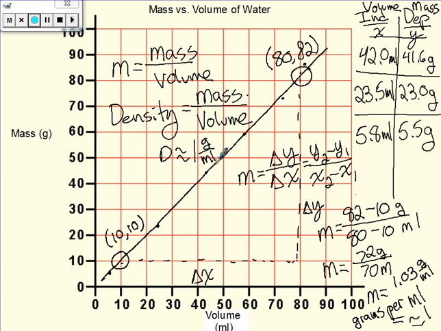And the fact that the line is straight, and therefore the slope is the same no matter where you are on the line, means that the density of water is a property of water. It doesn't matter how much or how little water you use, the density is always the same. Given that the number is 1, no matter how many milliliters of water you have, you should have that same number of grams.